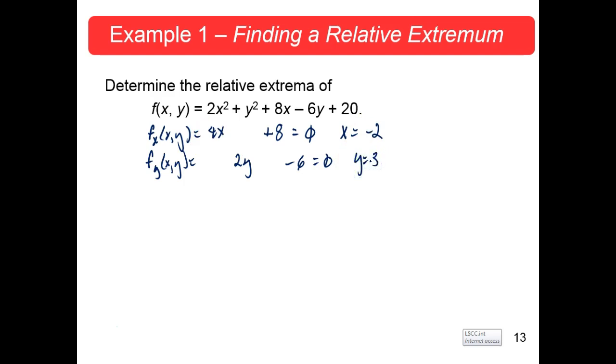Okay? So, the point where x equals -2 and y equals 3 must be the point -2, 3. First partial is 0, second partial is 0. So we're going to guess that has the potential. This is your critical point. Now we have to investigate and see if it indeed is a relative extrema. Okay?